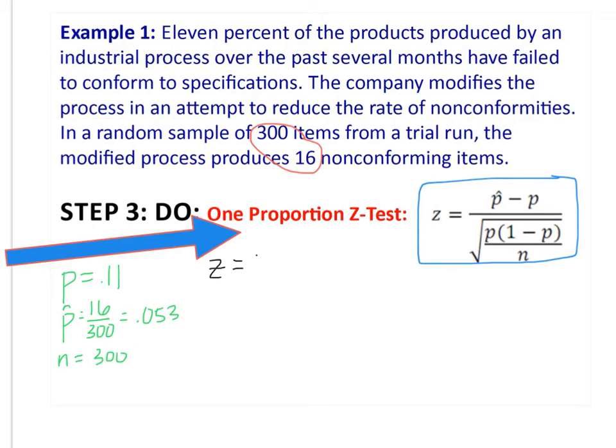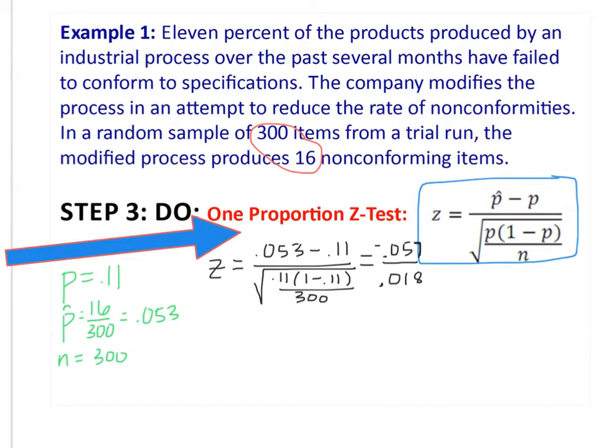So if I plug these pieces into my formula, I get Z equals 0.053 minus 0.11 over the big square root of 0.11 times 1 minus 0.11 over 300. And when I do that arithmetic, I end up getting negative 0.057 as the numerator and 0.018 as the denominator.